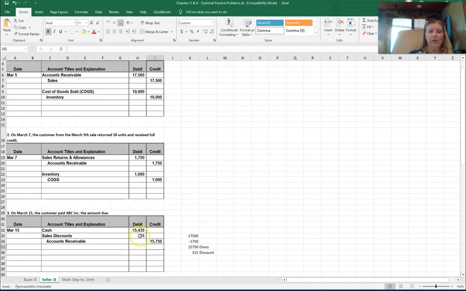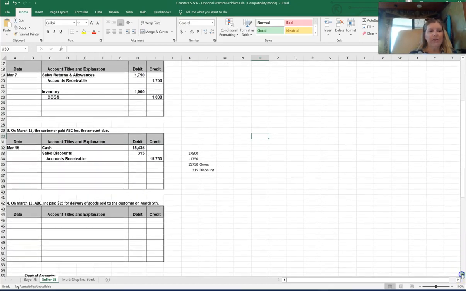Make sure your journal entry is in balance, which means your total amount of debits and your total amount of credits have to equal. So if we add these two together, the $15,435 and $315, you'll see right here it totals $15,750, and that's what our credits are. Every single journal entry should have an equal dollar amount of debits and an equal dollar amount of credits. If it doesn't, you're not finished. The journal entry is not complete. It's not in balance. Okay?